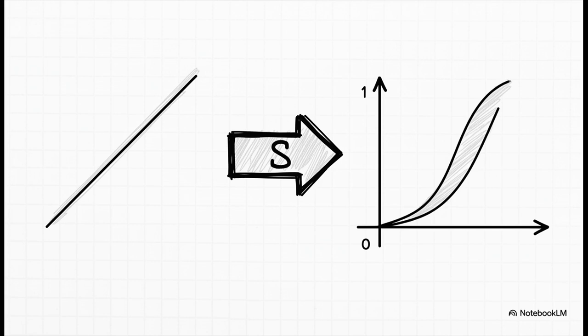And what this does visually is pretty cool. It takes that straight line and bends it into this elegant S shape. And now every single point on that curve is a probability. It's no longer just a random number. It's a value between 0, meaning no chance, and 1, meaning definitely yes.